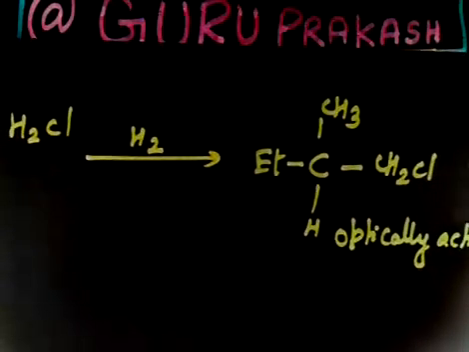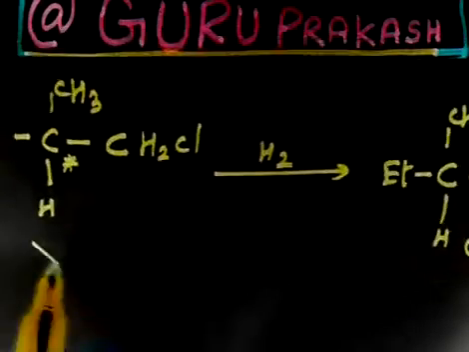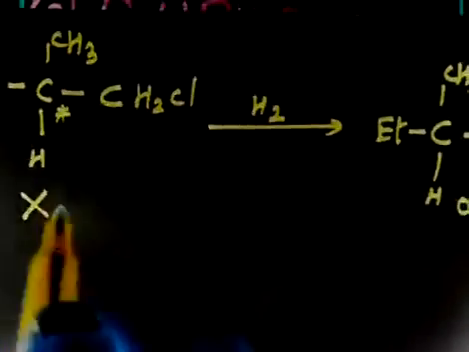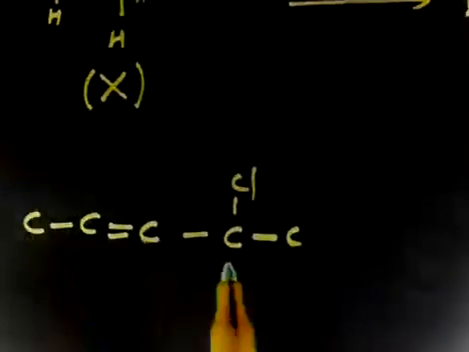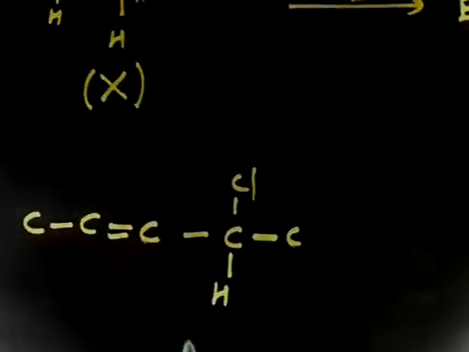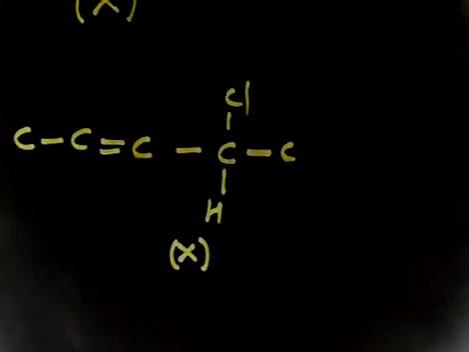So this means there are two possibilities for X. Not only two, we have 3 possibilities. So this is X and this is your Z, that is the product after reduction. So you have 3 possibilities. One, if you see your copy, you will find you have this Cl, C double bond C, and C, and then you have hydrogen here. This is one possibility for X. Are you getting or not?